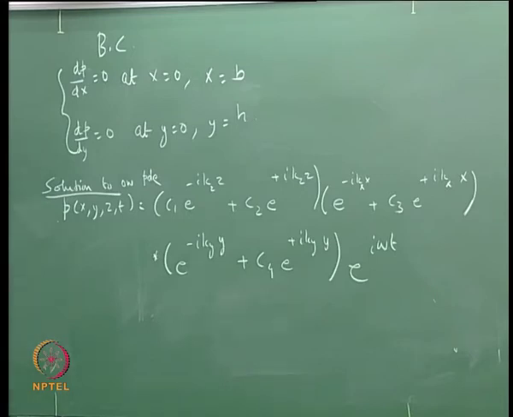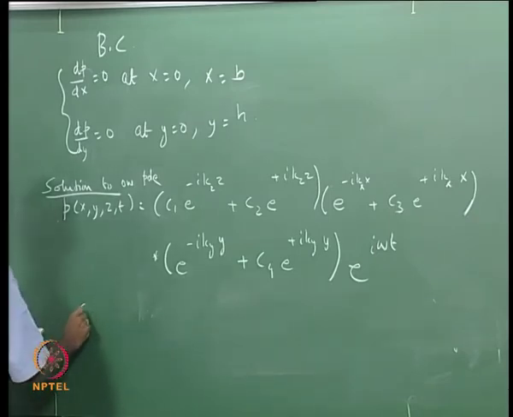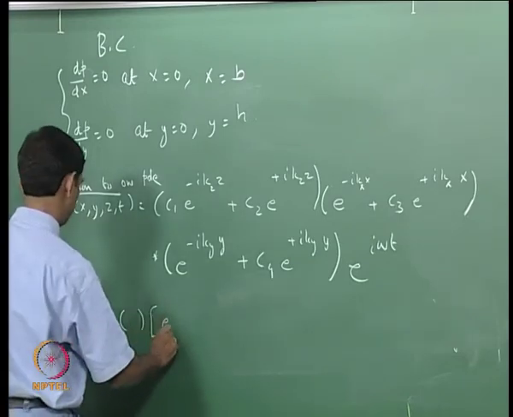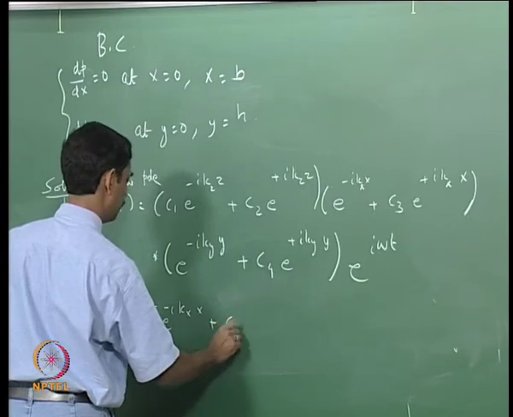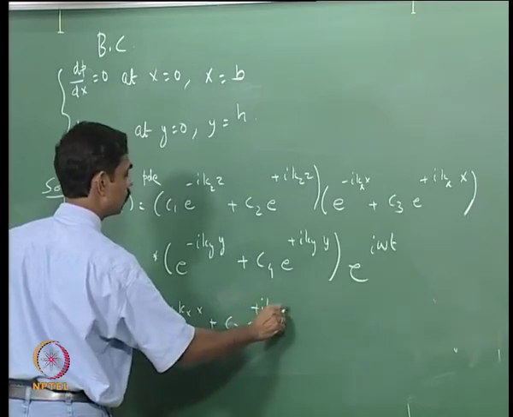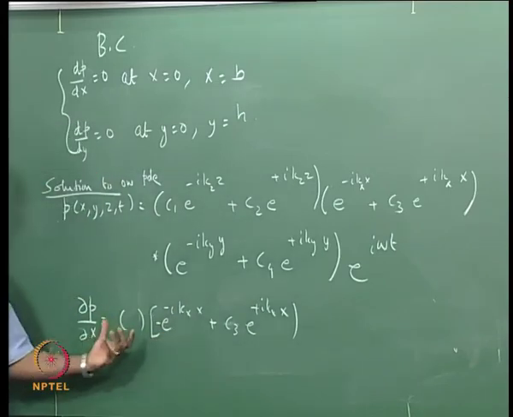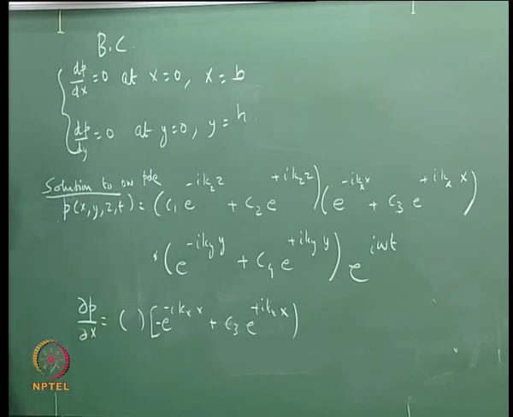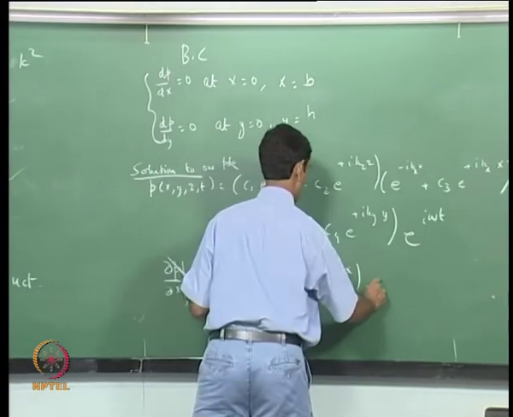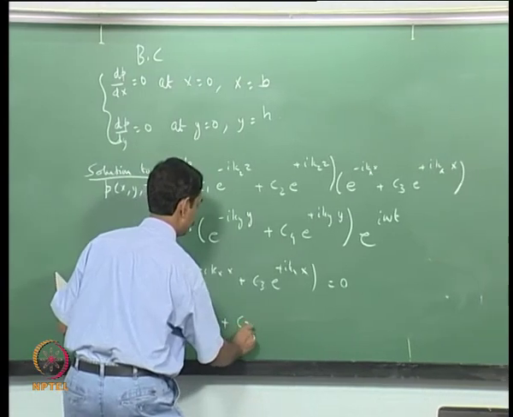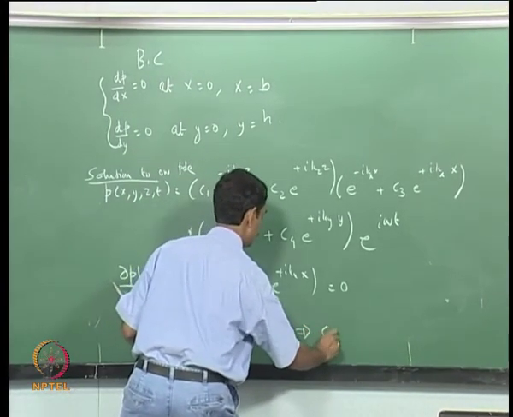I'll pause for a minute. If you evaluate dp by dx, it will go like some constant times e power i kx x plus... I am writing only the x term and clubbing everything else into some bracket here. Now if this is 0 at x equal to 0, that would mean minus 1 plus c3 equal to 0, which will mean c3 equal to 1.